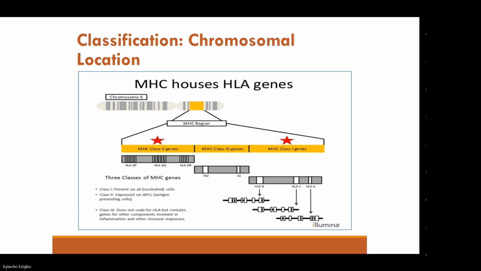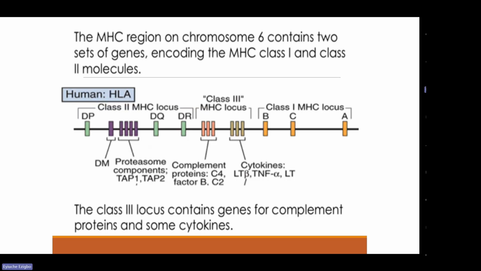Okay. When you look at the in-depth structure of the MHC region on chromosome 6, it contains two sets of genes encoding the MHC class 1 and class 2 molecules. You can see the class 2 molecules: DP, DQ, DR, DM. You can see the class 1 molecules: A, B, C. This is the genetic map for the MHC molecule. The class 3 locus contains genes for complement proteins and some cytokines.